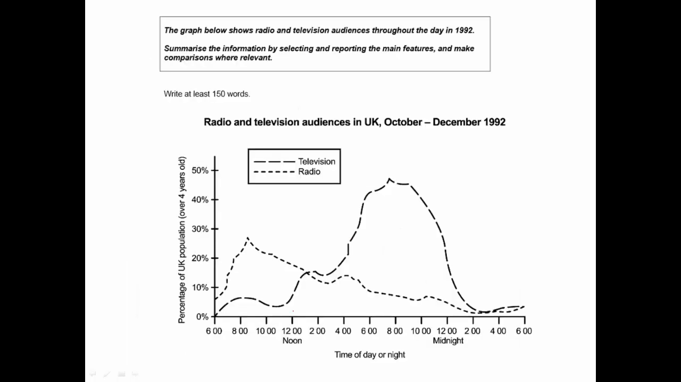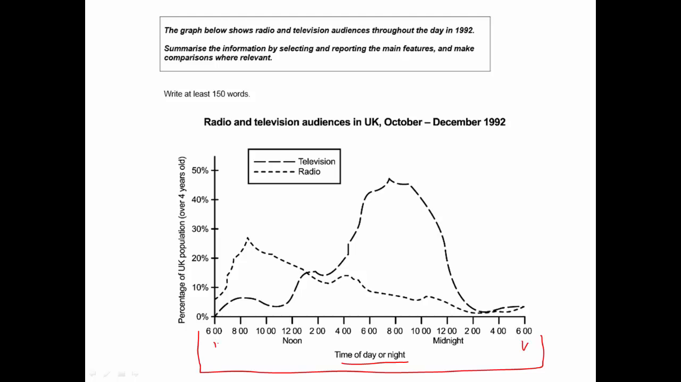So let's look at this graph. The first thing I notice about this graph is that it's over time. However, it is not years or months or weeks. It is just time of the day or night. So it is just a 24-hour period from 6 a.m. to the next 6 a.m. And there are only 2 things. There is television and there is radio.